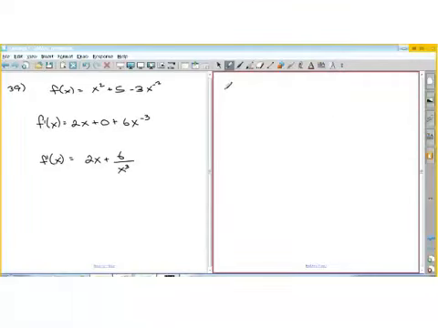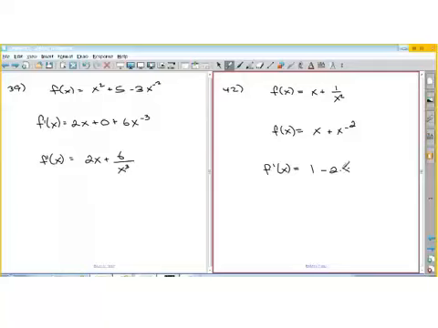Okay, the next one is 42. So we get f of x is equal to x plus 1 over x squared. What we would do is we would rewrite this. The first term doesn't need to be rewritten, but the second term needs to be changed into a negative exponent in the numerator. And then I take the derivative of each term separately. So the derivative of x is 1, and then you get -2 times x to the -3. This comes down, decrease the exponent by 1. So you get 1 minus 2 over x cubed.